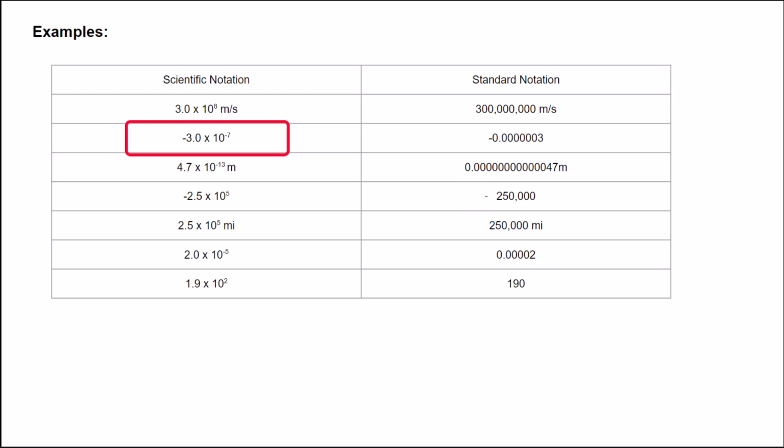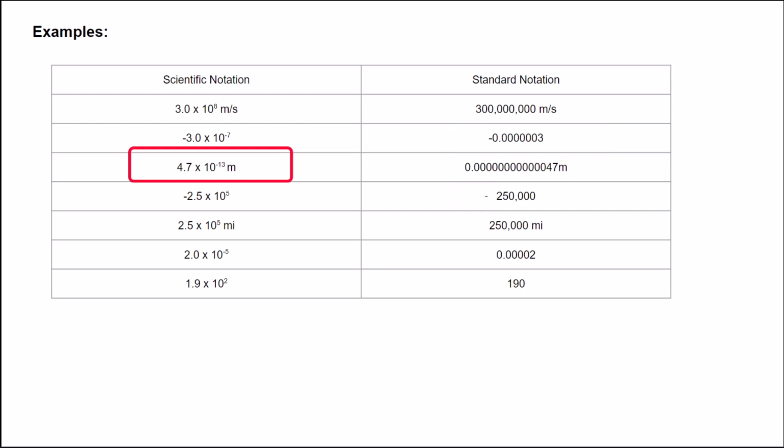So we keep the sign on the negative number. And since the exponent is negative, we count decimal places to the left. In this case, we count over 7 decimal places: 1 decimal place for the 3, and then 6 zeros. So in standard notation, we would have negative 0.0000003.